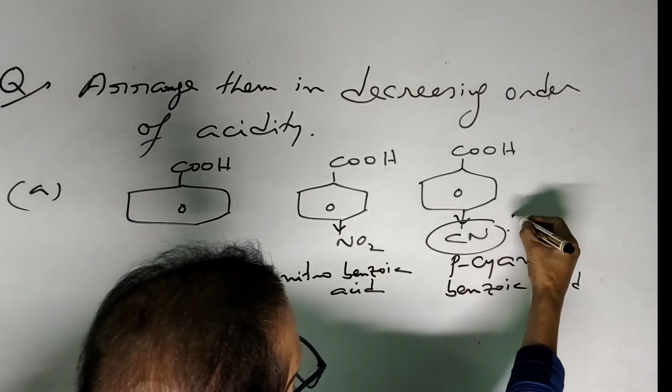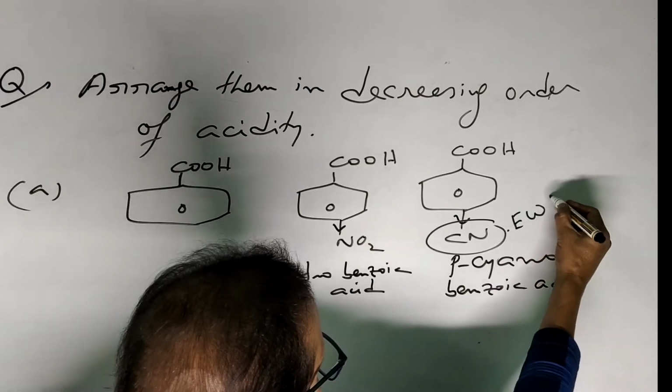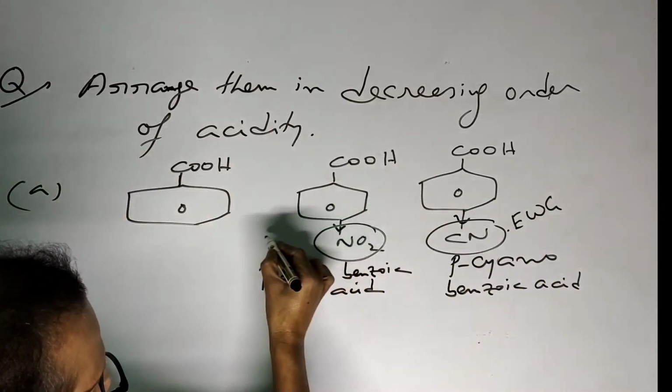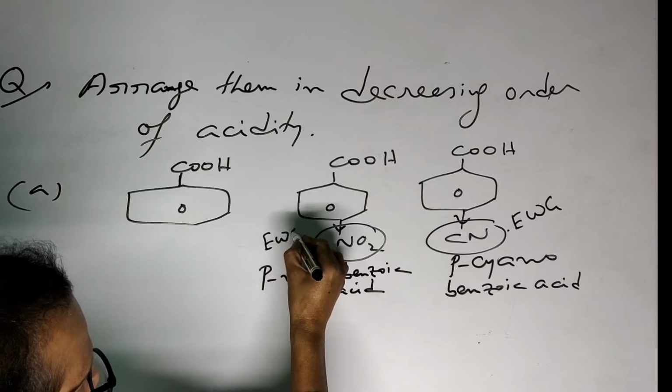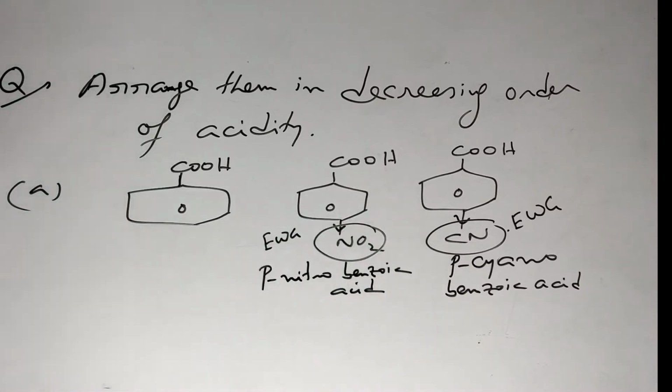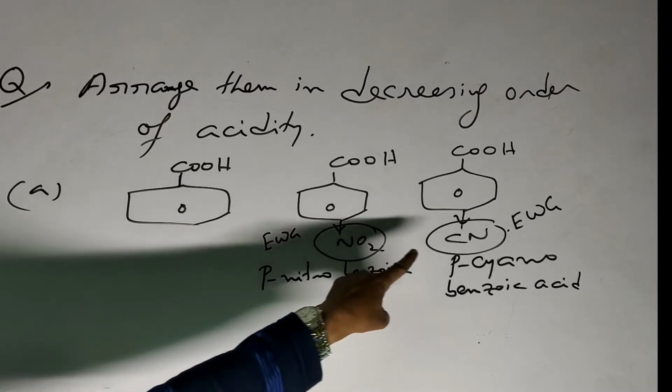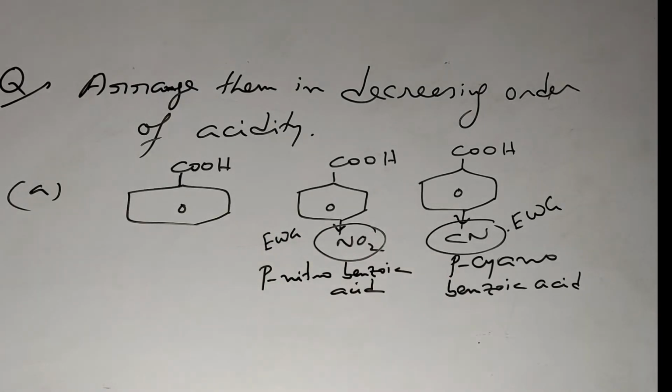This is also an electron withdrawing group. It is also an electron withdrawing group. In previous classes I have mentioned. Now, can you tell me which one has more electron withdrawing power? I have already given, today also I have told. Yes, good. Nitro has more electron withdrawing power than the cyano group.